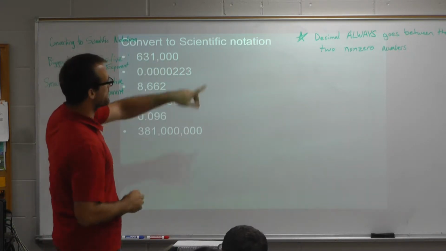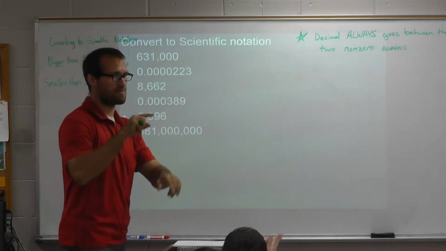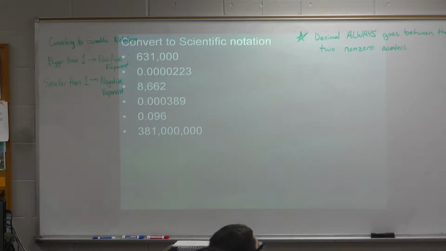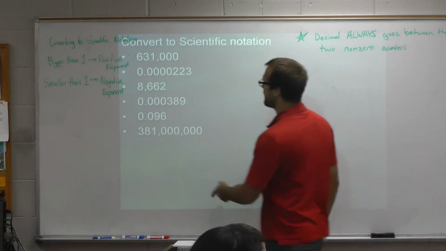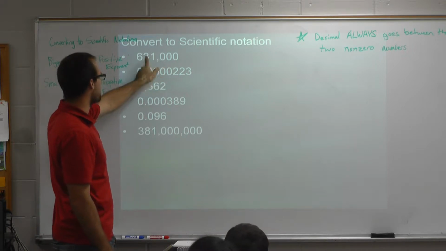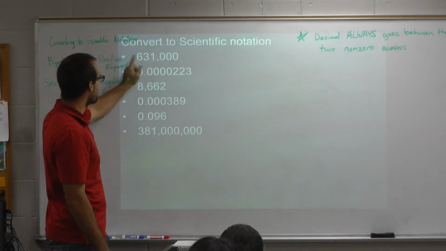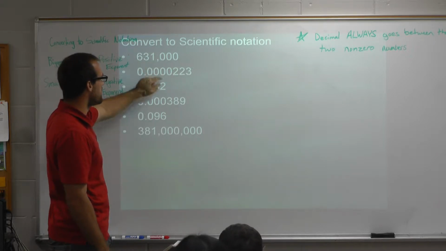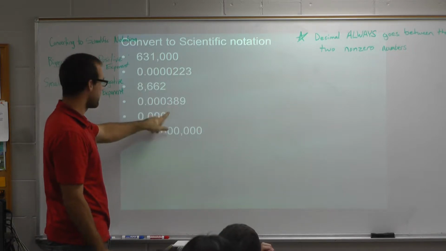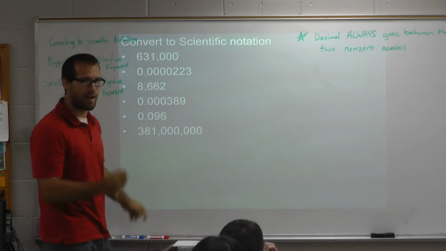What that simply says is when we move the decimal, we're going to move it to the same spot every single time. When I say always between the first two non-zero digits, do you remember how we read a number? Left to right. So which digits am I talking about in this number? 6 and 3. How about this one? 2 and 2. Okay, you guys got it.